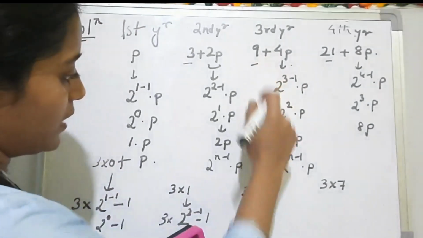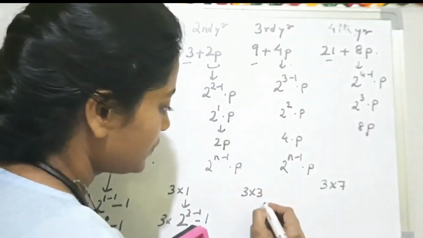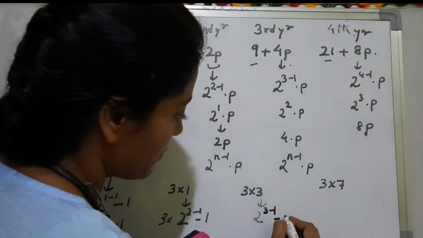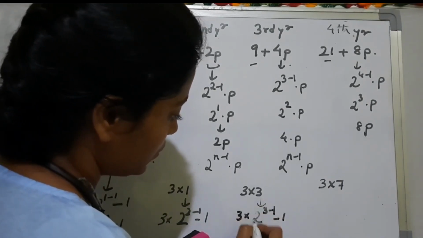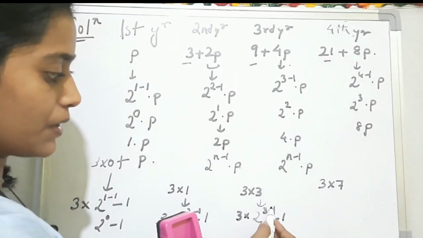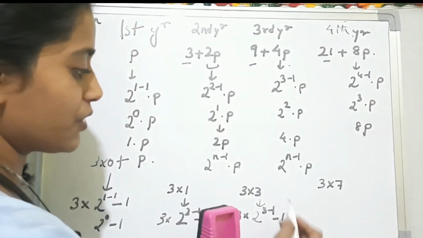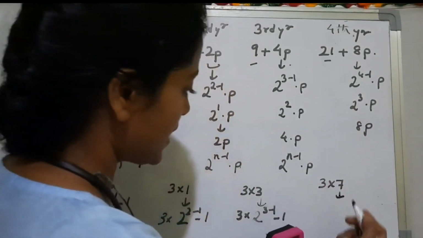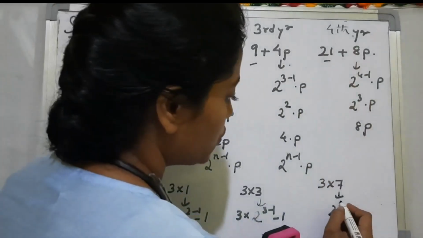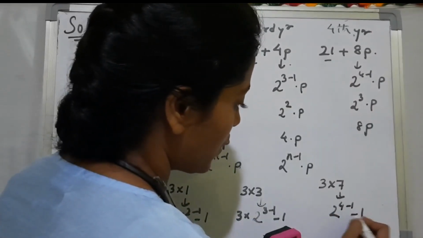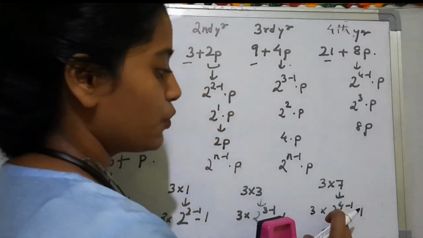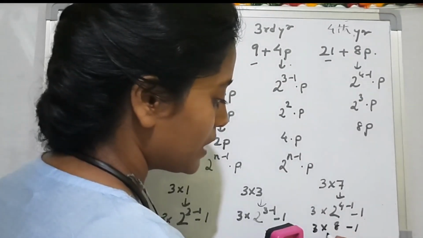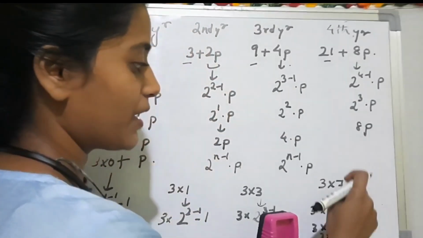Now for the 9, 3 into 3 we can write as 9. So for this 3 we can write as 2 to the power third year minus 1, and for this 3 into this, we will get 2 to the power 2, which is equal to 4. So 4 minus 1 is equal to 3. Similarly, for this we will follow the same pattern. Fourth year, so 2 to the power 4 minus 1 into 3. So we will get here 2 cube, that is equal to 8. So 8 minus 1, we ultimately get 3 into 7. So here also the pattern is followed.